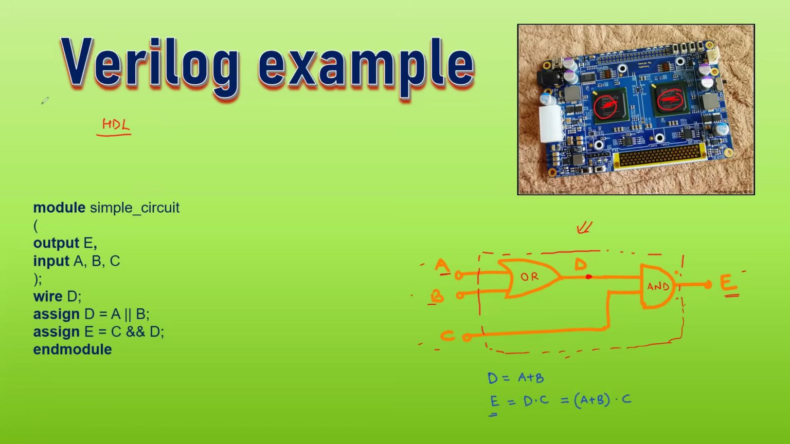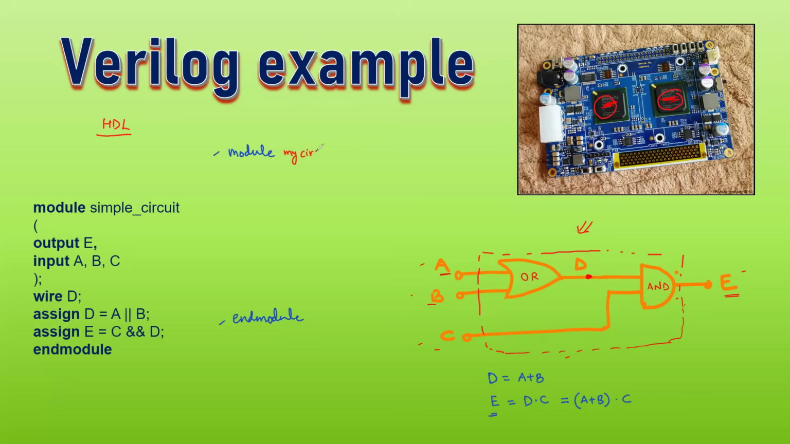What I usually do in Verilog: you always start with module, and then you end with endmodule. These are the two constructs that you will remember. In Verilog, always start with module and then end with endmodule. Now, after the module, give the name of your circuit. Let's say simple circuit is the name of my module. Or I can simply call it, for example, my circuit.